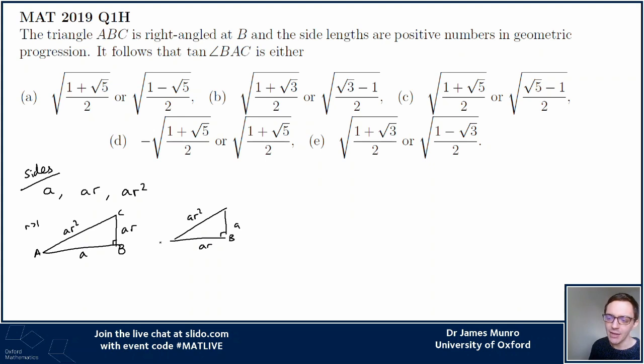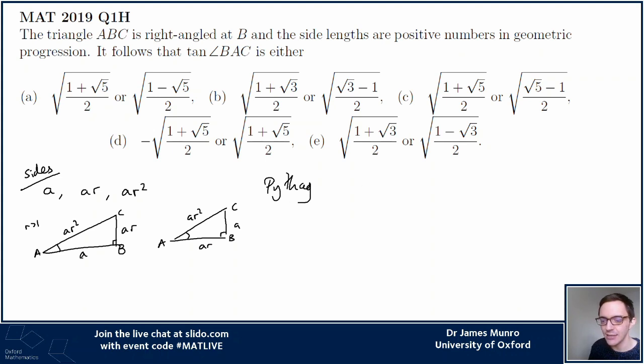I might have them this way round, in which case I'm asked for tan BAC. This angle, or yeah, this angle, but this is a different triangle because the sides have been switched. Okay. What am I going to do? There's lots of square roots in here. I've got three sides of a right-angled triangle. I'm probably going to use Pythagoras.